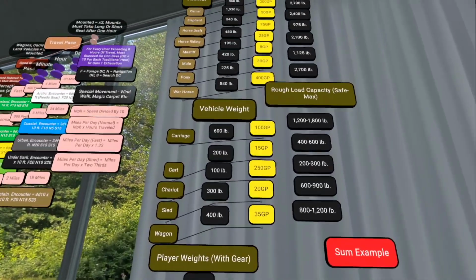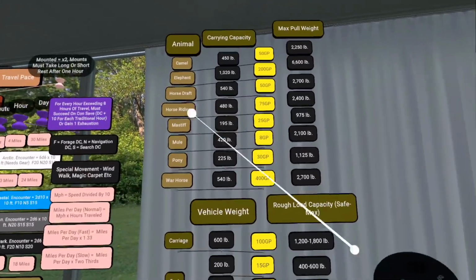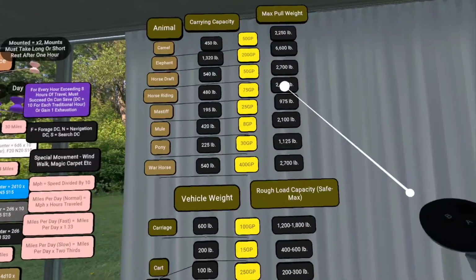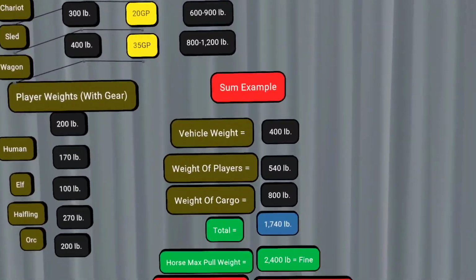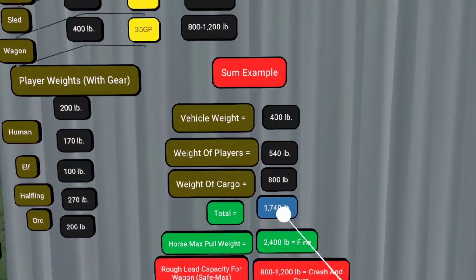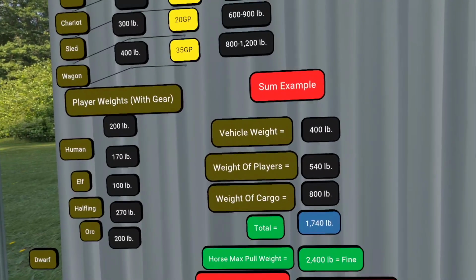I can't remember how I calculated that, but I think I went up to horse here and saw that a riding horse has a max pull weight of 2,400. So that is more than our calculated 1,740. So your horse is fine. Your horse can pull that weight.